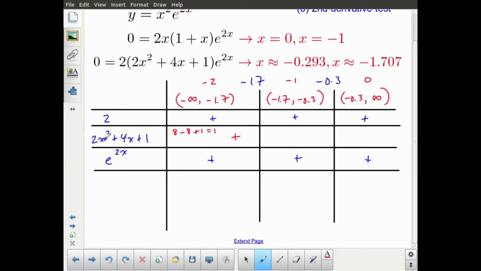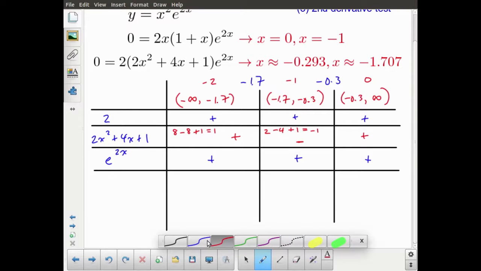Negative 1, when I put negative 1 in here, negative 1 squared is 1, 2 times 1 is 2. Negative 1 times 4 is negative 4, plus 1, that's going to be negative 2 plus 1, that's negative 1, so that's a negative. And then when I put in 0, I get 0 plus 0 plus 1, so that one becomes positive.